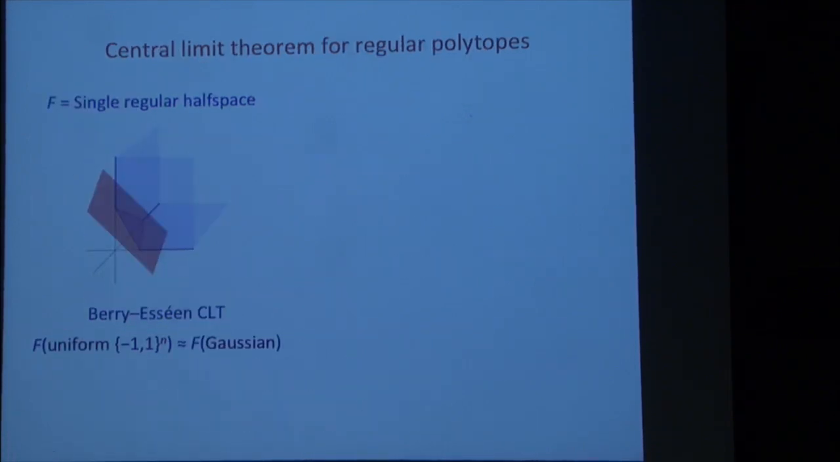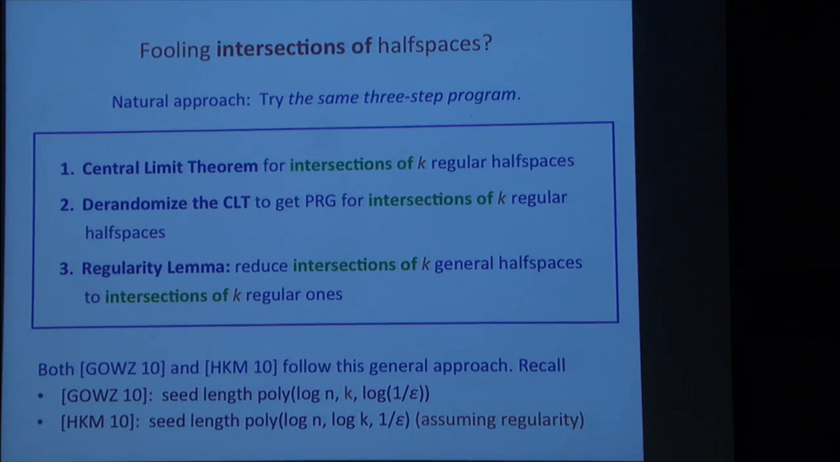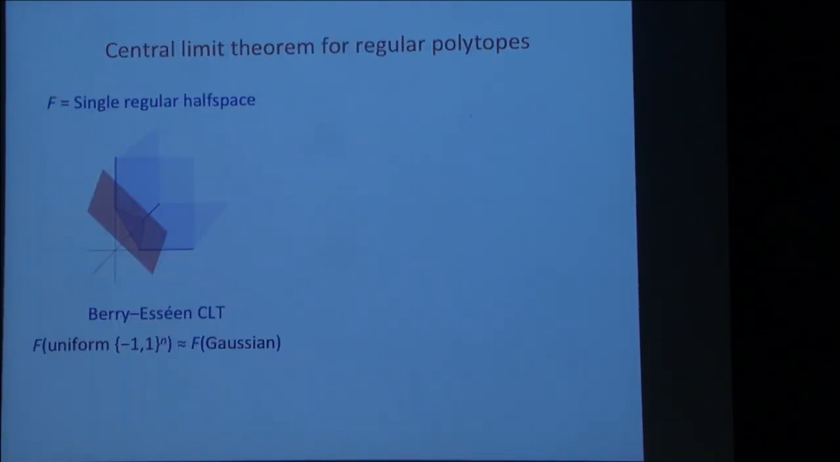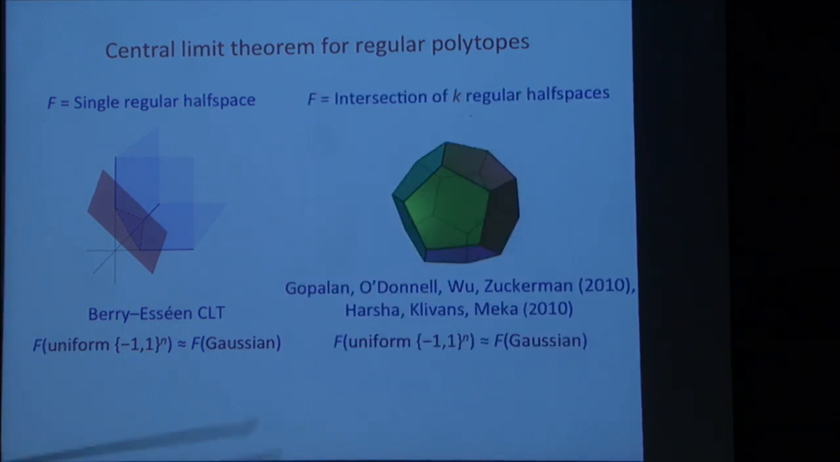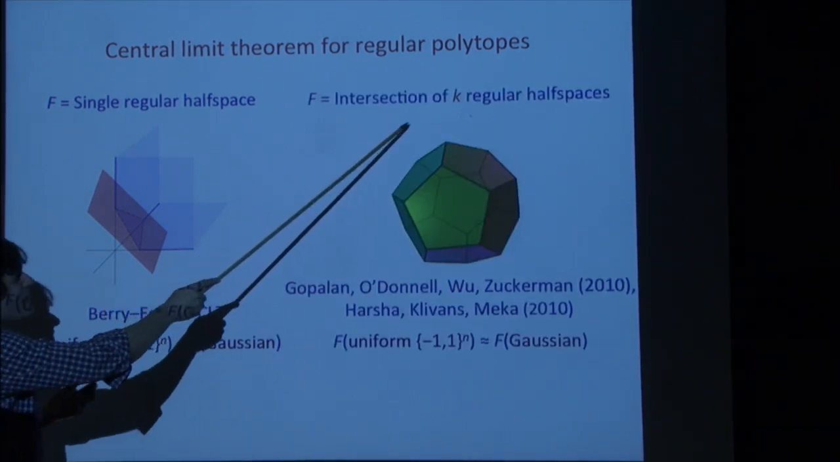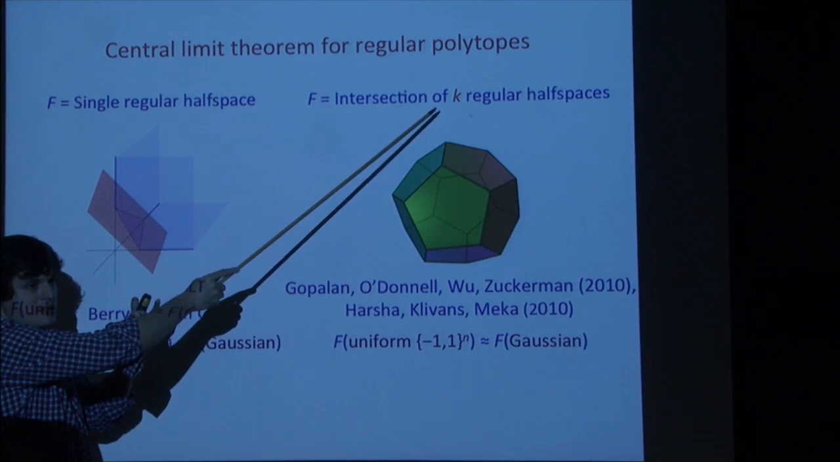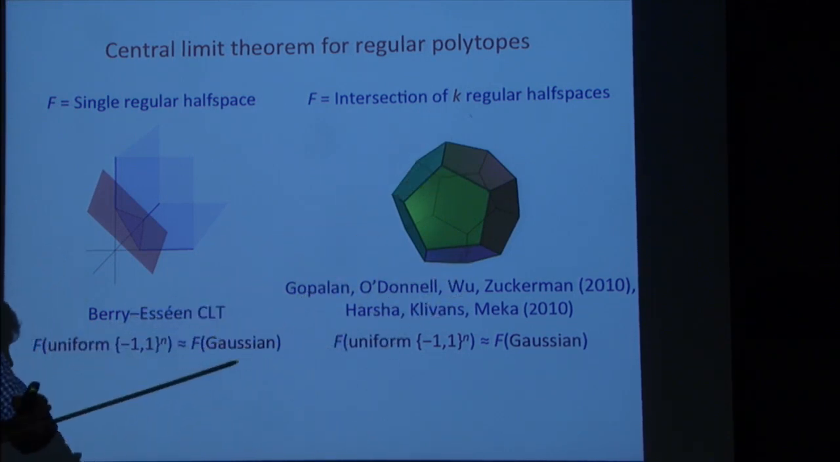Okay, so we're following this program. Again, to recall the program, we need a central limit theorem, we need to de-randomize the central limit theorem, and we need regularity, all now for k-tuples of half-spaces. Again, like in the original case, we have a single regular half-space. The central limit theorem tells us that it behaves like a Gaussian. We now need a corresponding central limit theorem for a k-tuple of half-spaces, okay? That the distribution of k linear forms is going to look like a k-dimensional Gaussian.